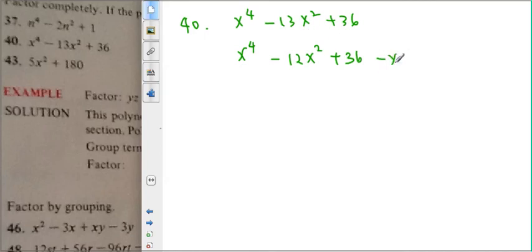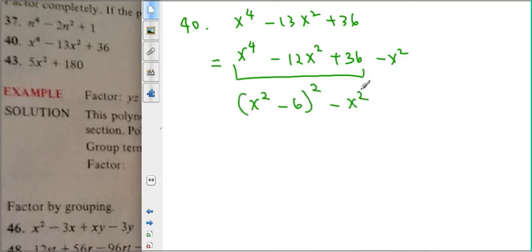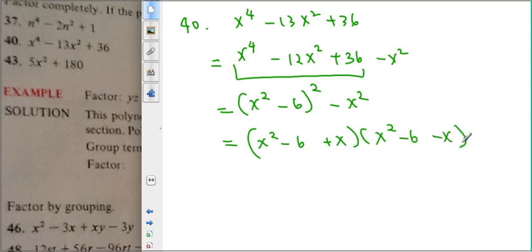So what if you had to put that into x squared over here? Then in fact, one thing amazing happens: if you factor this one, you will get x squared minus 6 squared, but minus x squared. You will get a difference of perfect squares here. Then what we end up getting is x squared minus 6 plus x, that's the first one, and x squared minus 6 minus x for the second one.